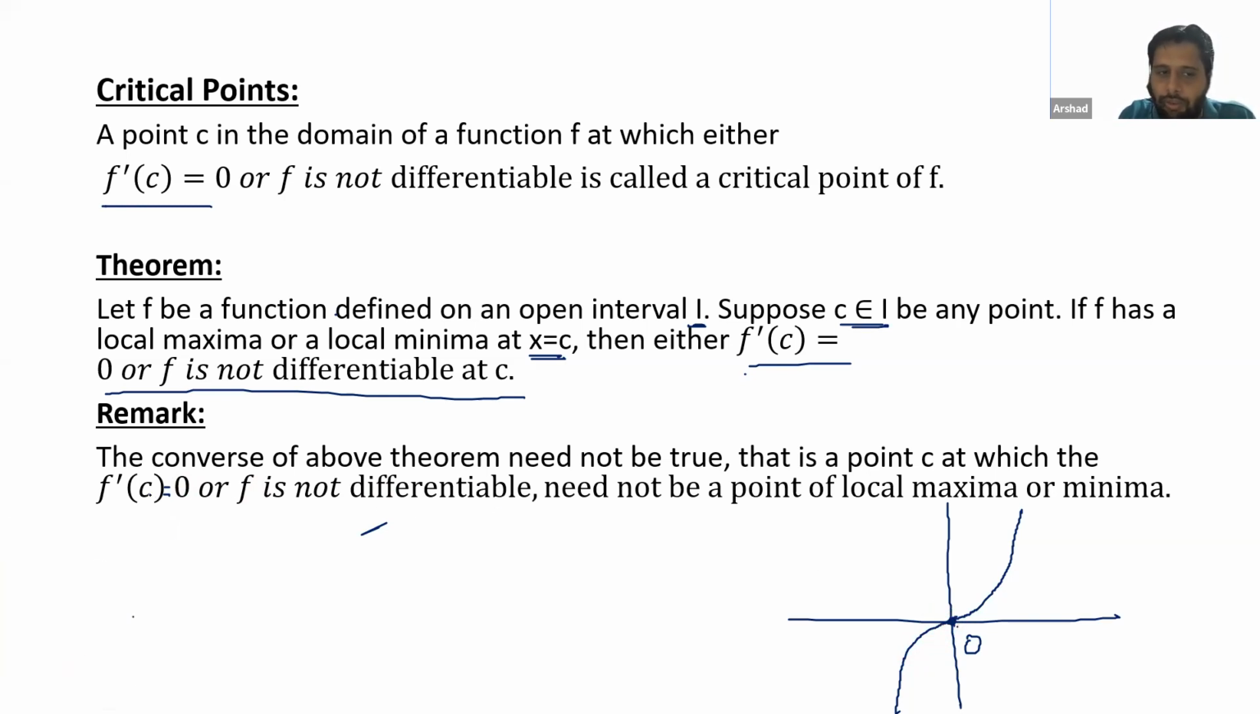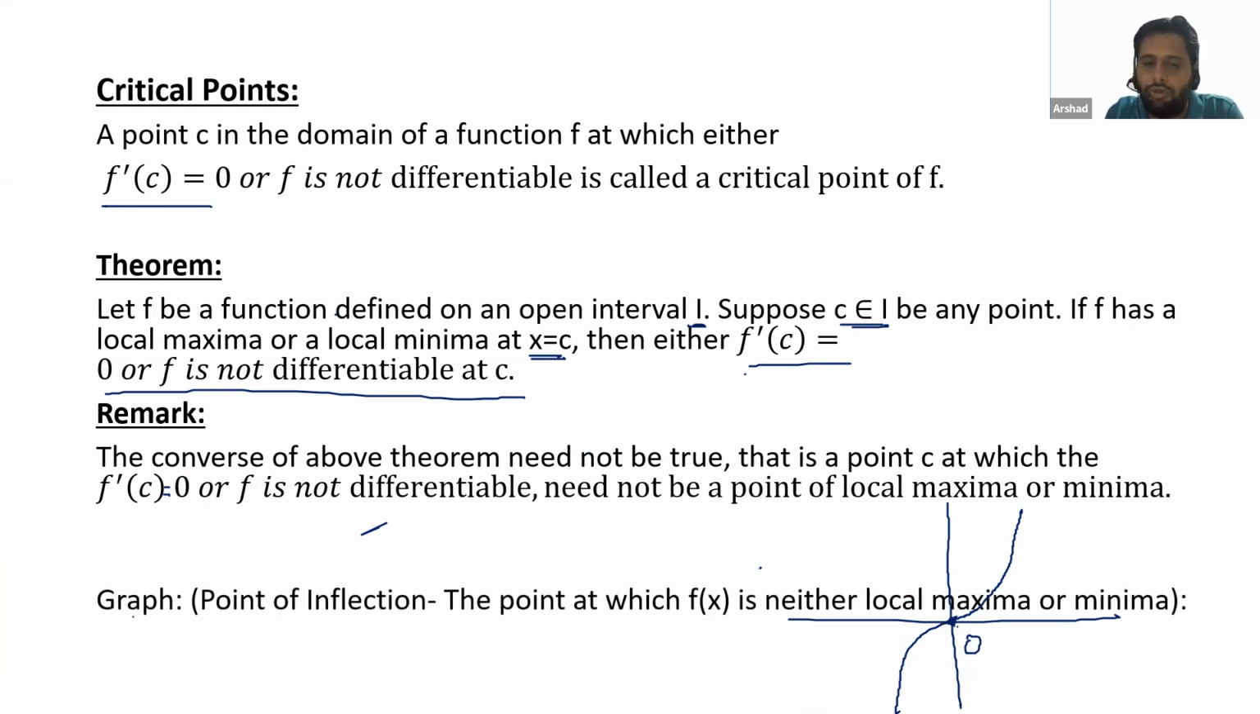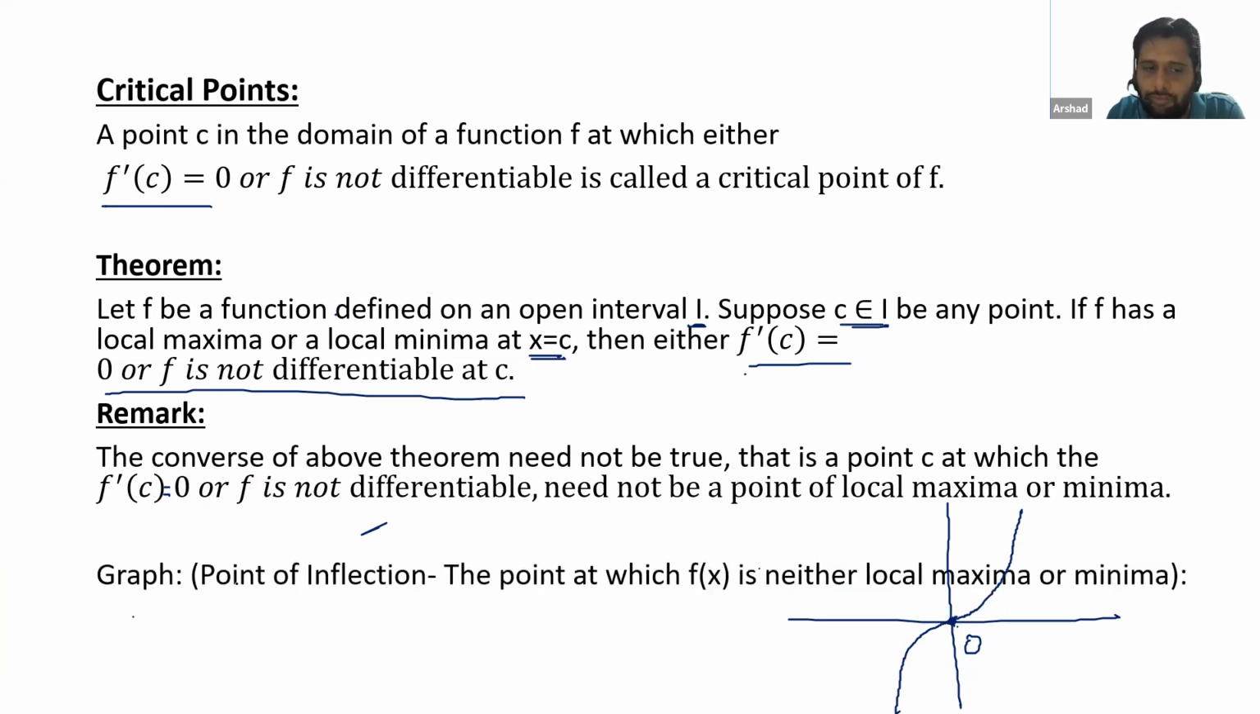C is a critical point, but at this critical point, we do not have a local maxima or local minima. You know about two kinds of points, a point of local maxima and a point of local minima. But if we have a point at which we have neither local maxima nor minima, then we say such a point is a point of inflection.